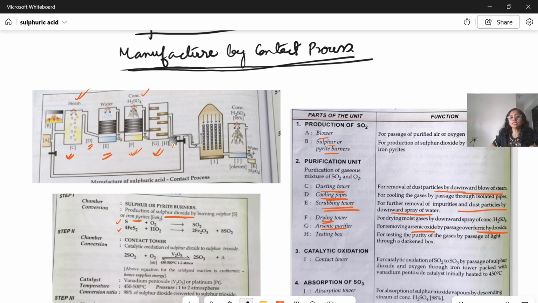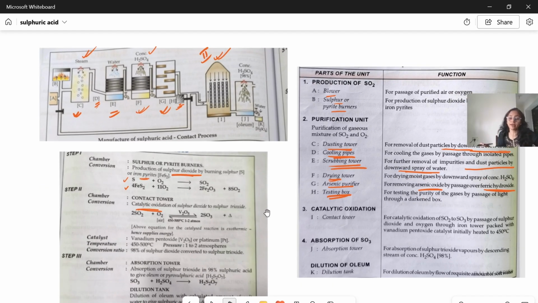Now it comes into the testing box. This one you are seeing, H, is the testing box. It is tested that the gases are pure, and now they are passed through the contact tower. The second step actually starts from here. The first step was only the production of sulfur dioxide, which is done. Now, the second step is the conversion of sulfur dioxide to sulfur trioxide. This conversion is catalytic oxidation, which means that when sulfur dioxide is converted to sulfur trioxide, it is an oxidation process as oxygen is added.